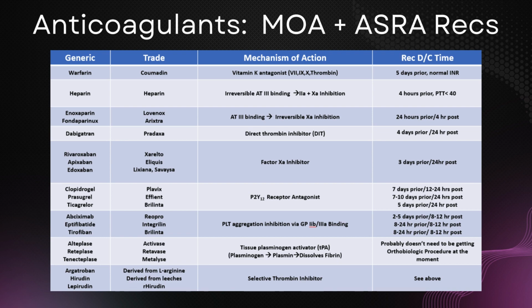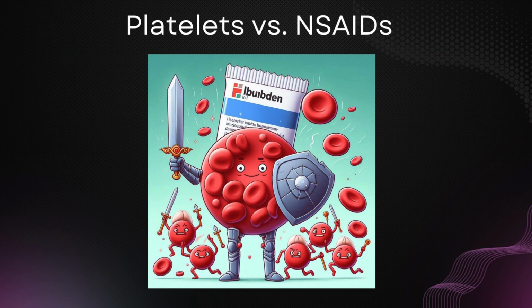So what do we do with all this information? This is supposed to be a platelet trying to survive NSAID exposure, but AI made him look more like Mr. Kool-Aid.